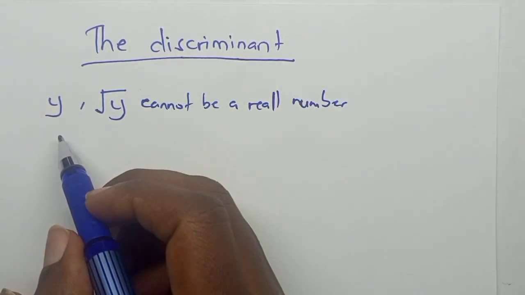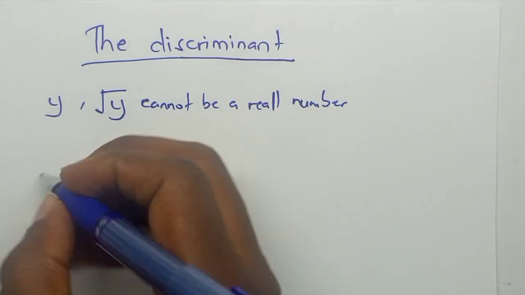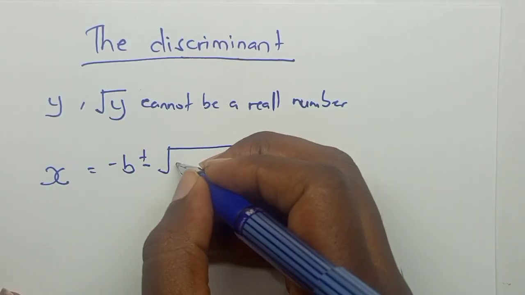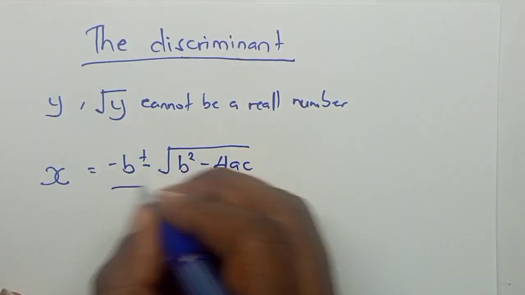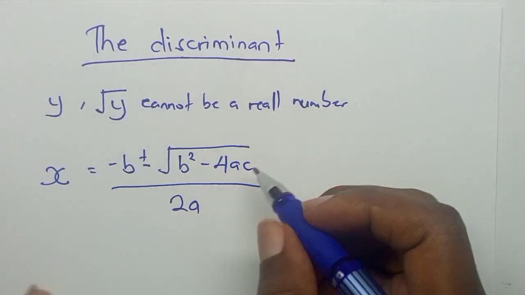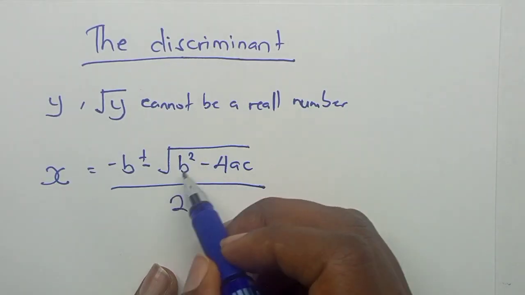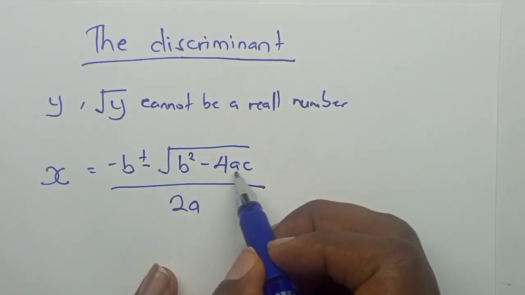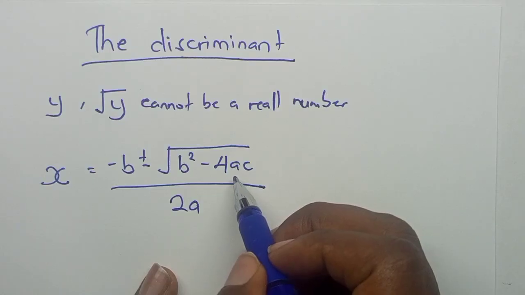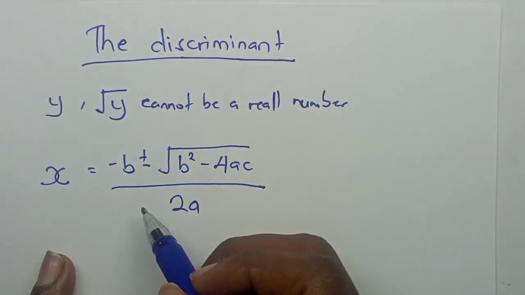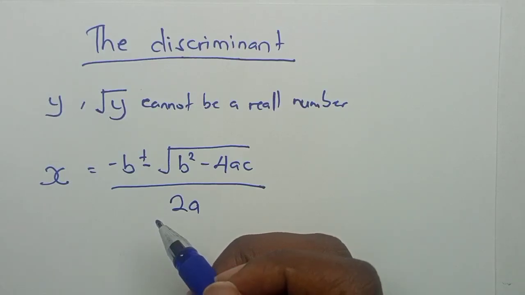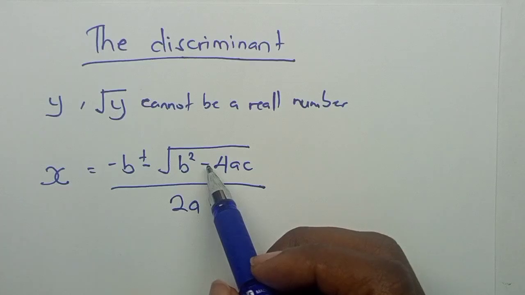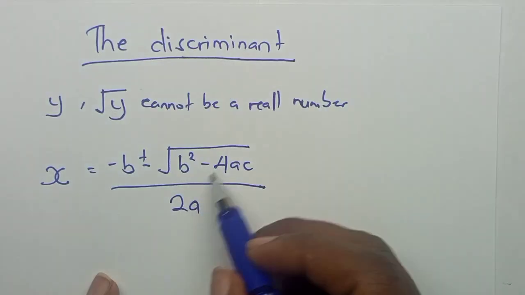If y is negative. So let's look at the quadratic formula, which is x equals minus b plus or minus root of b squared minus 4ac over 2a. Now, if the value in this square root sign, b squared minus 4ac, is negative, then x cannot be a real number, and there are no real solutions. If the value under the square root is equal to 0, then both solutions will be the same.